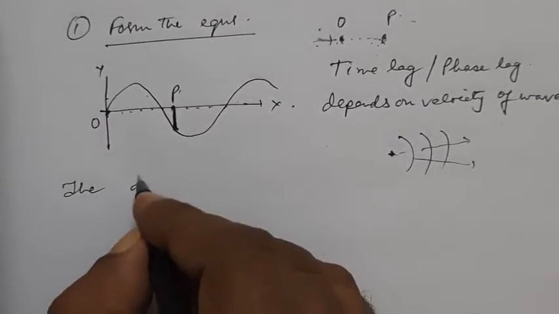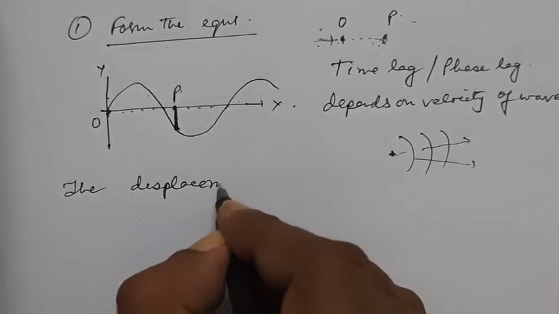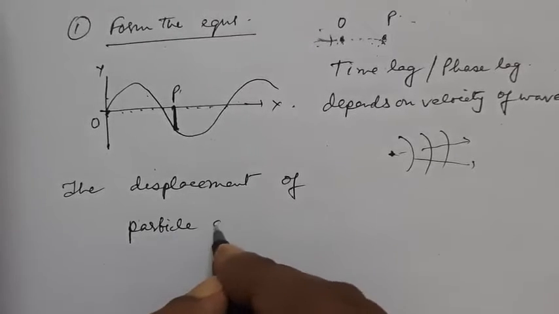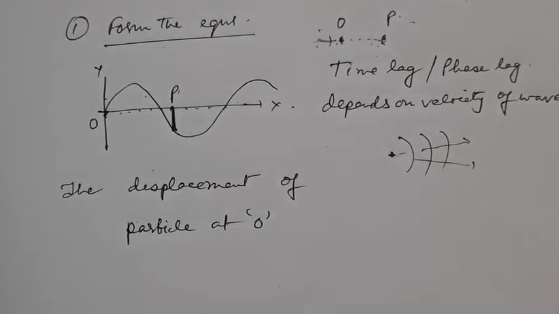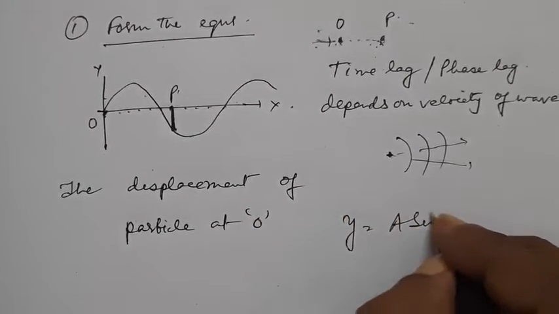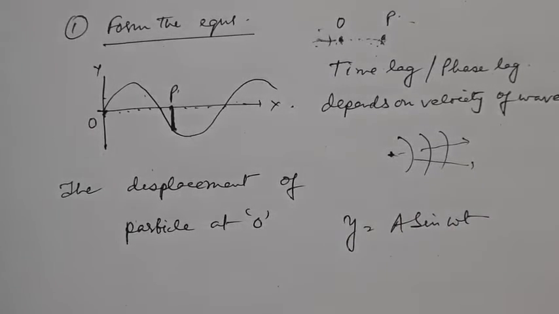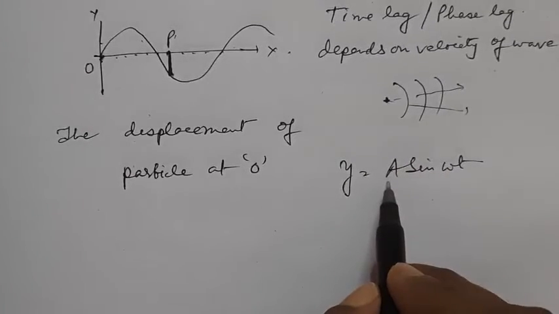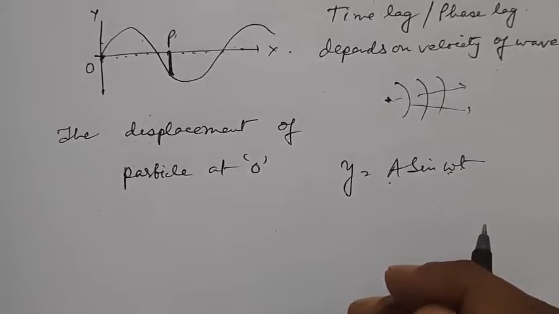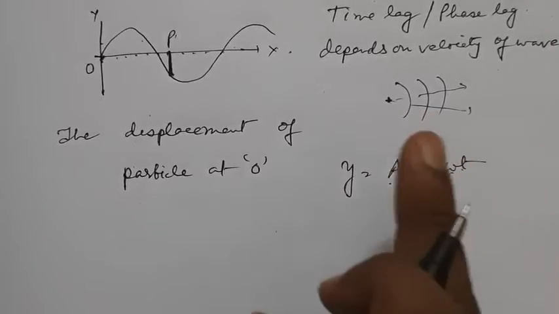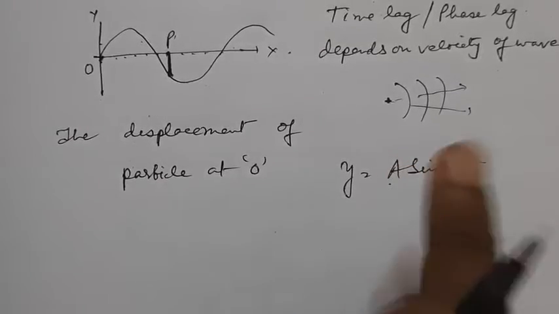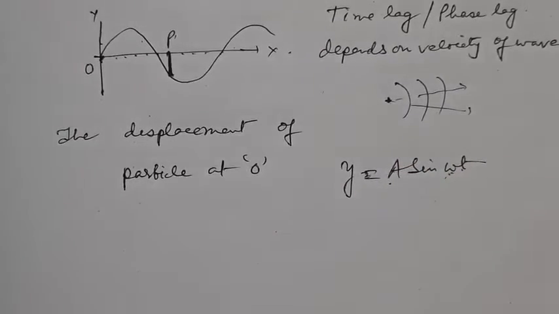The displacement of the particle at O, we can take that equation to be y equals a sine omega t. Now you all know what a is: it is the amplitude. Omega is the angular frequency of the SHM executed by the particle. Again I am mentioning, this is the angular frequency of the SHM executed by the particle and not of the wave. So y equals a sine omega t.